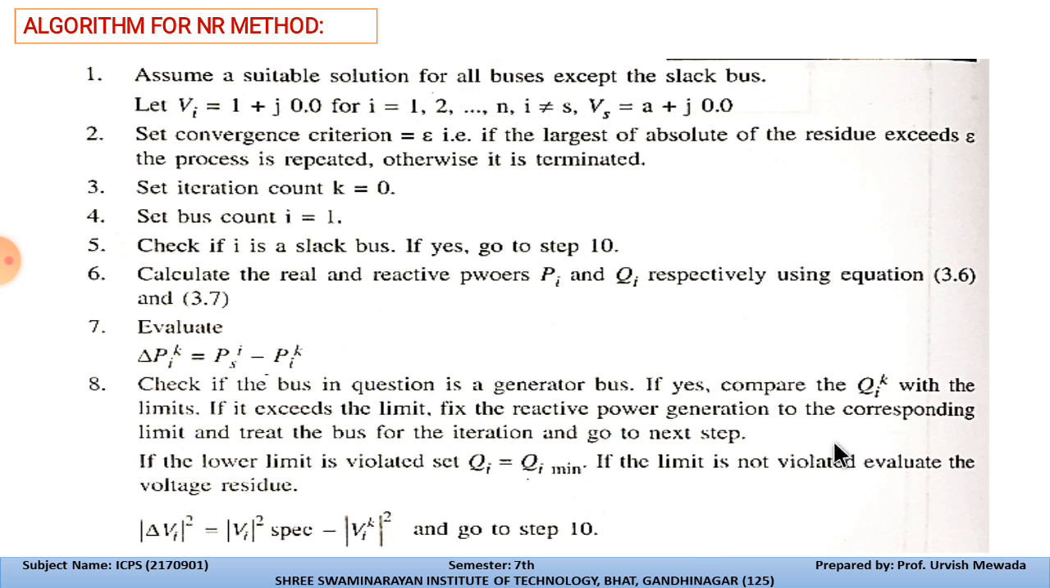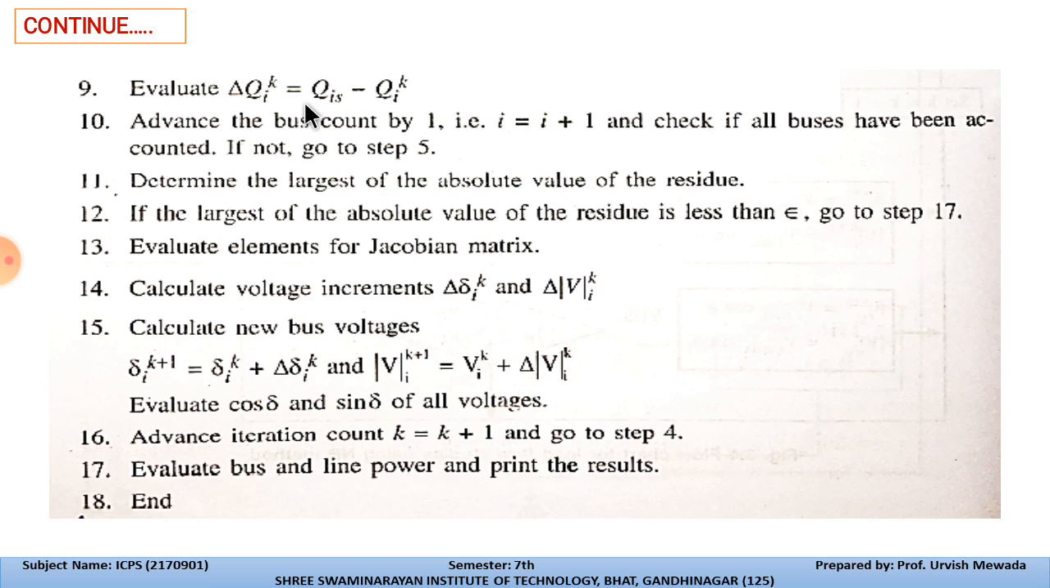If the limit is not violated, evaluate the voltage residue. The voltage residue can be calculated from this equation: |ΔVi|² equals |Vi|² specified minus |Vi^k|², and go to step number 10. This is the algorithm, exactly following the flow chart. Then evaluate ΔQi^k equal to Qi^s minus Qi^k, and advance the bus count by 1, that is i equal to i plus 1.